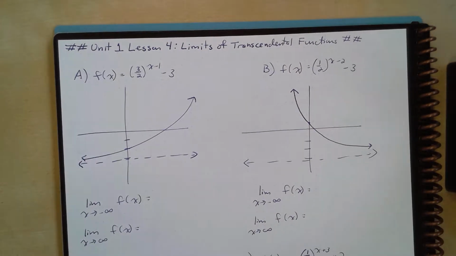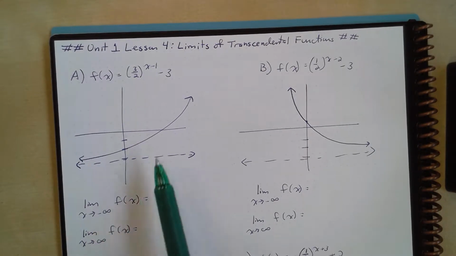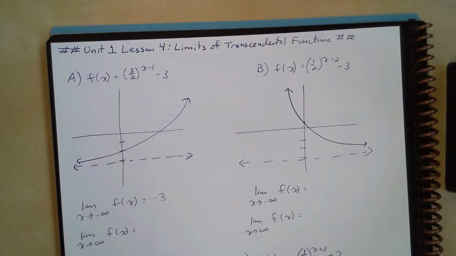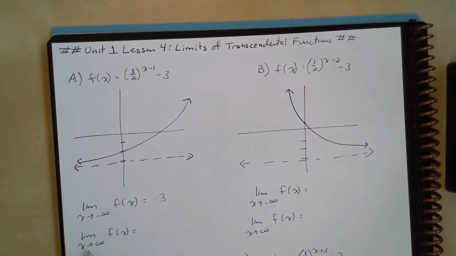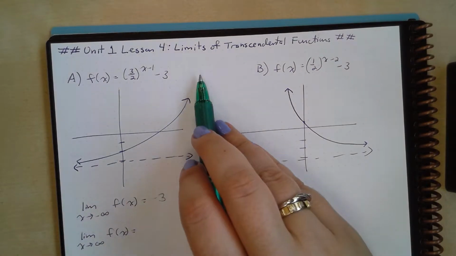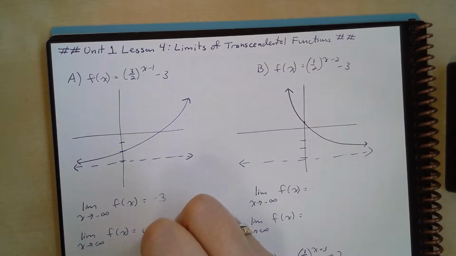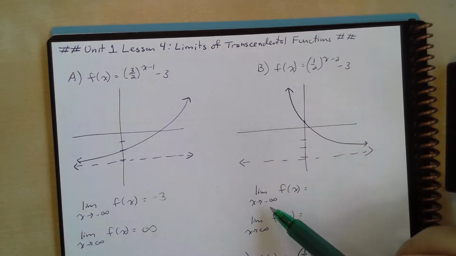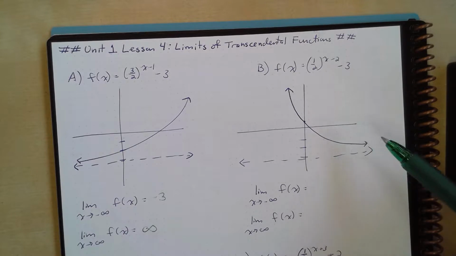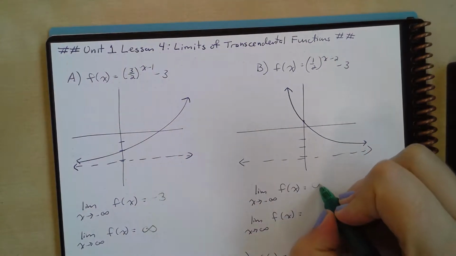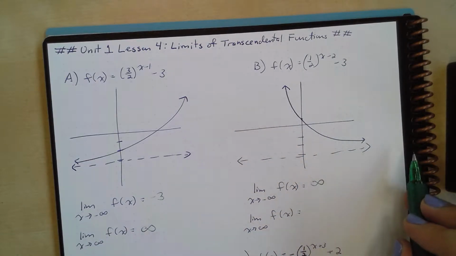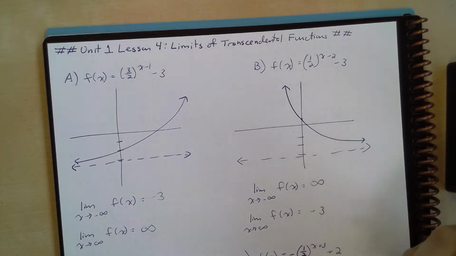Looking at part A, as x goes to negative infinity, we're going out to the left. It looks like f of x is going to negative 3. And as x goes to infinity, we're just going up and up and up forever, so we are going towards infinity. Now if we look at B, this looks like we have a decay function here. As x goes to negative infinity, we're actually going up towards infinity. And as x goes towards infinity, we're getting closer and closer to that asymptote, which happens to be at negative 3.